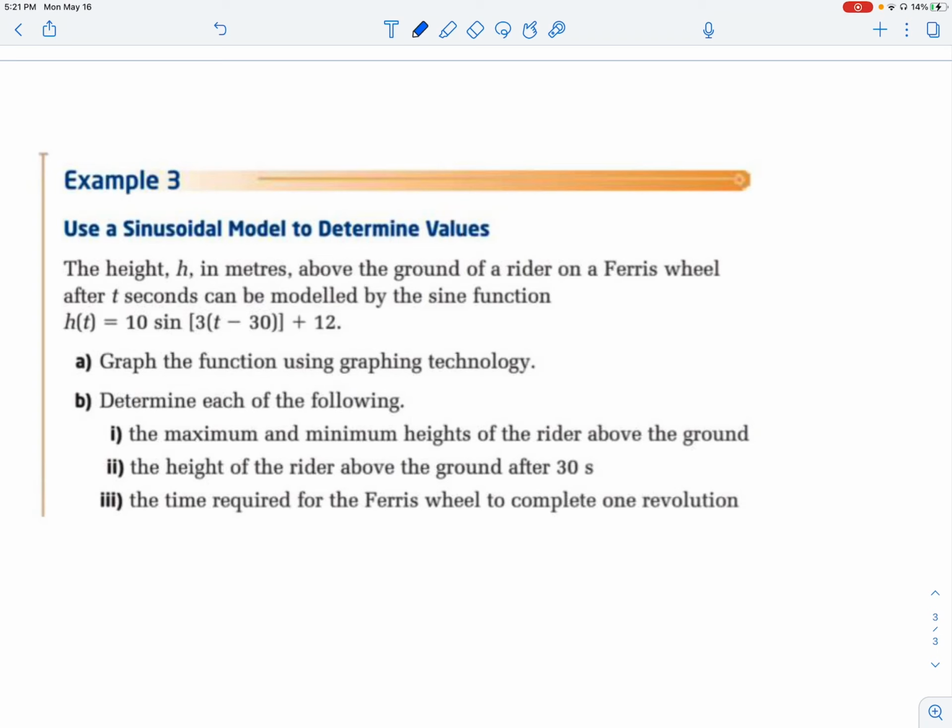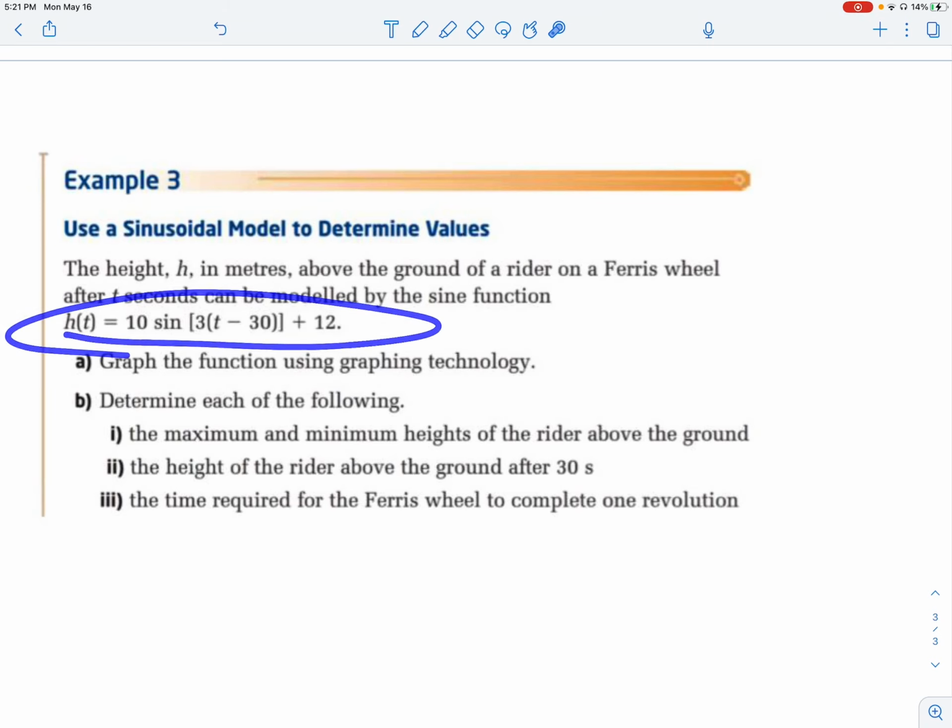In this example, we're just going to look at an equation that models the height of the Ferris wheel. So it's going to model the height above the ground after t seconds. So this is our sine function that models that height. All the question wants us to do is graph the function using graphing technology and then determine some things like maximum and minimum height, things that we can get from the graph. All right, so let's begin.